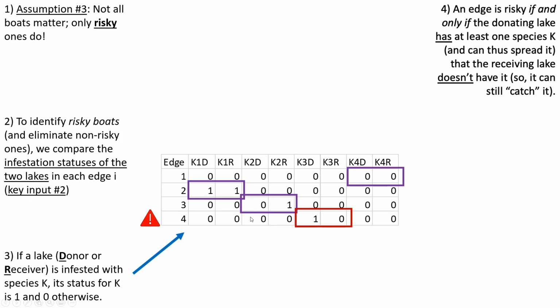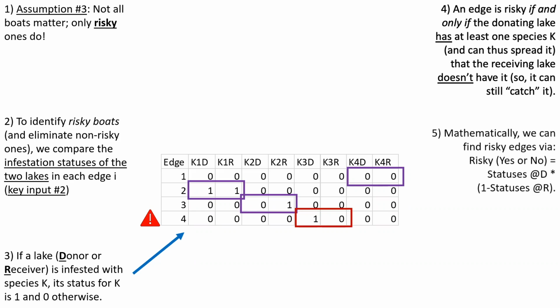So, in essence, what we need to do to figure out which edges matter and which boats matter and which don't, we need the model to go through this table and find this pattern. A 1 for the donating lake, a 0 for the receiving lake. Now, we could do this manually, or we could check this by ourselves, but it would take a really long time. It's much easier to have the model do this checking for us in some way. And it's even more convenient when you consider that we can use a little math trick here to have the computer search for this pattern. Turns out that if you multiply the donating lake's status by 1 minus the receiving lake's status, which edges are risky becomes very clear. And so I'm going to show you this.